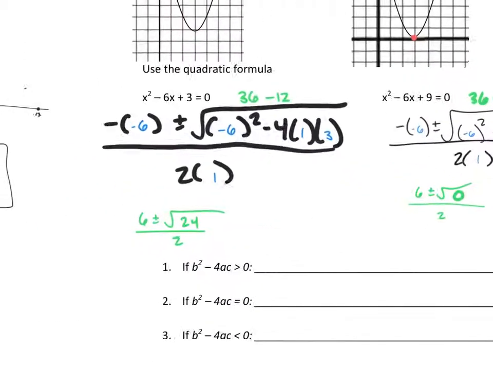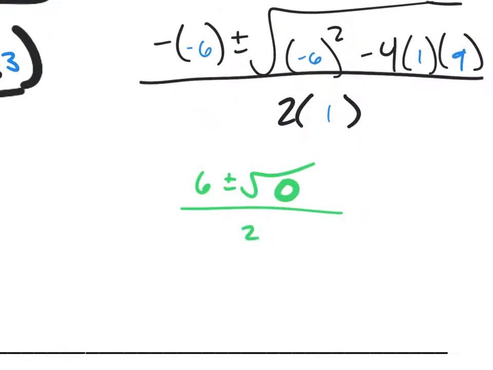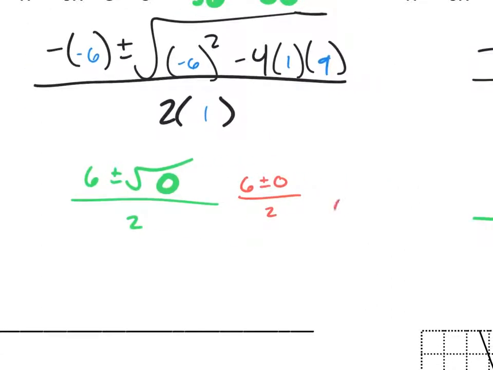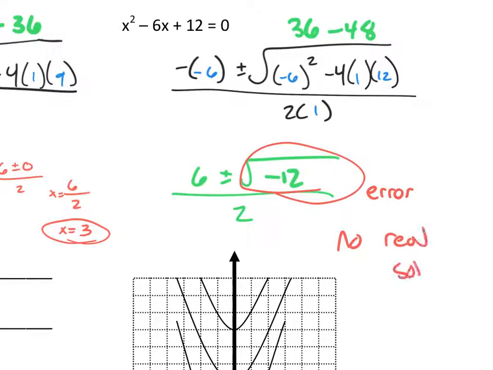And let's talk about how this all plays back into the pictures of the graphs. This one will have two solutions because I could split it off into both the positive case and the negative case. This one's only going to have one solution because the square root of 0 is 0, but there is no such thing as 6 plus or minus 0. So this one only has one solution. When you try to solve this one, we can't take the square root of a negative number. That gives us an error. And that's what makes this one have no real solution.